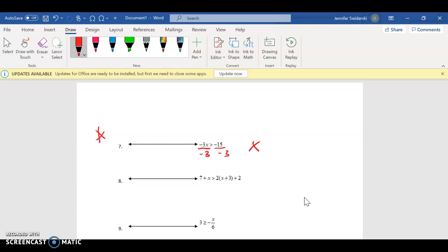We're going to flip the sign. So x is less than 5. Anytime you're multiplying or dividing by that negative to get the variable by itself, you have to flip the sign. So let's graph.